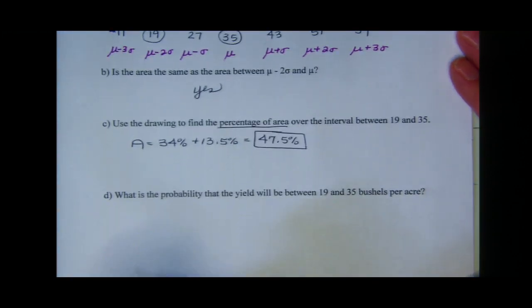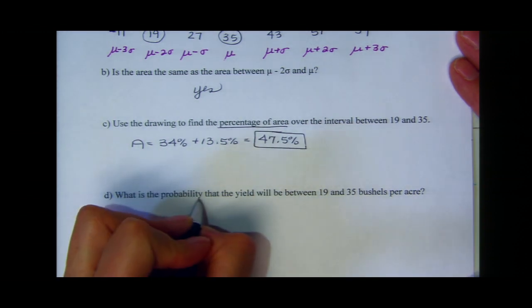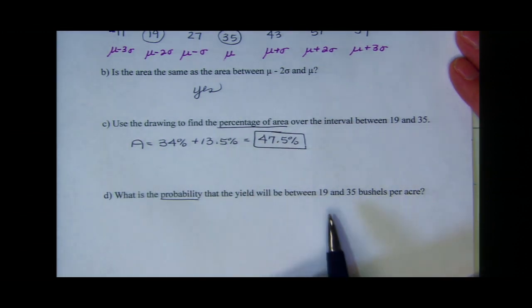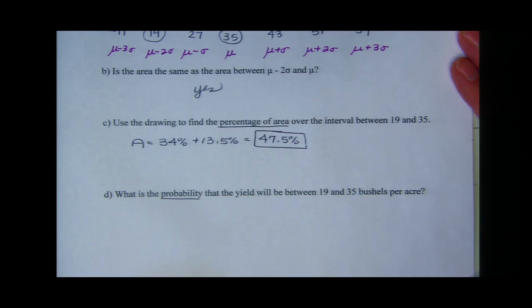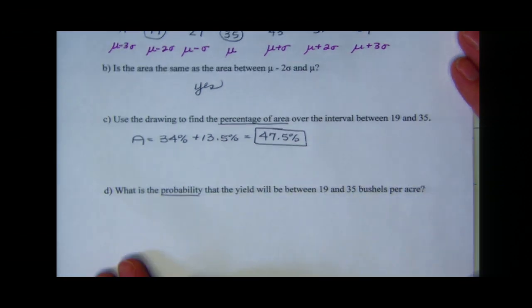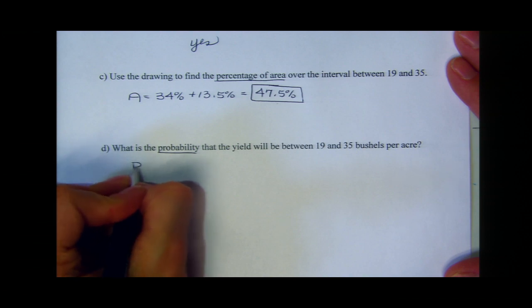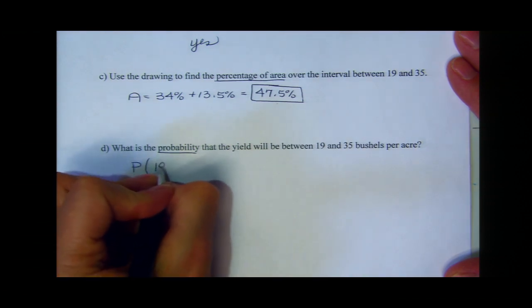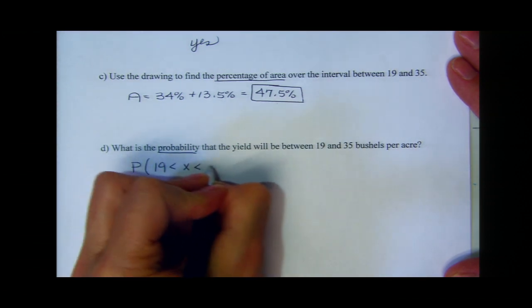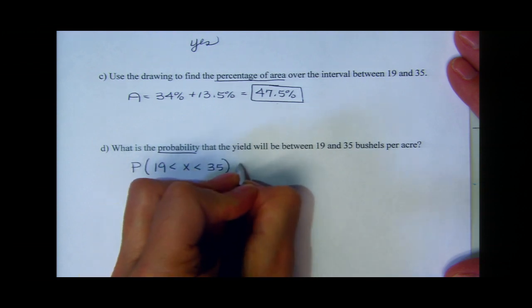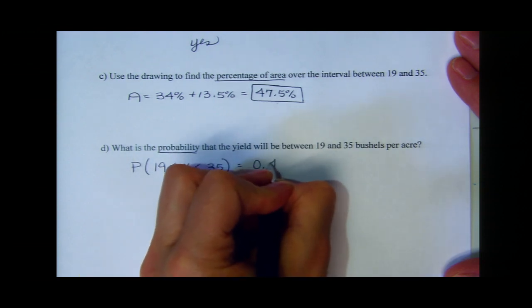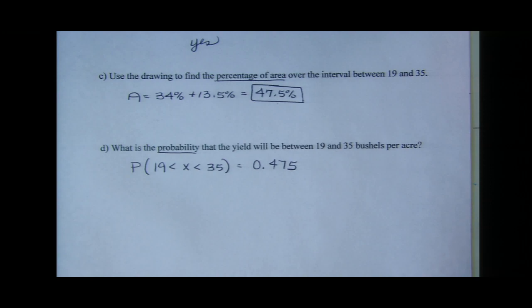Then part D, what is the probability? So now it's asking me to find the probability of that same area between 19 and 35. So it's this same answer, it's just written differently, because the probability that it's between 19 and 35, and now I'm going to change that to a decimal. So that's what it would look like written as a probability.